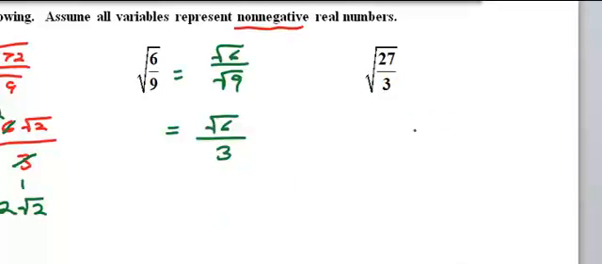Is the denominator a perfect square? No. Therefore, we do not want to separate it. We want to simplify that fraction. Is 27 divisible by 3? Yes, it is. 27 thirds is really 9. And of course, the square root of 9 is just 3. Okay, look at the denominator here.